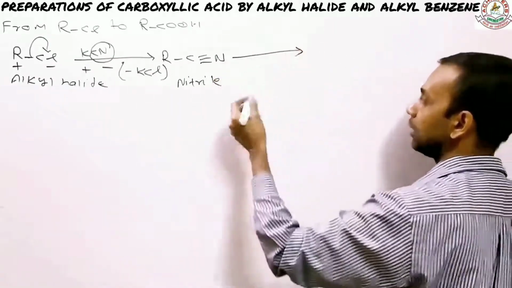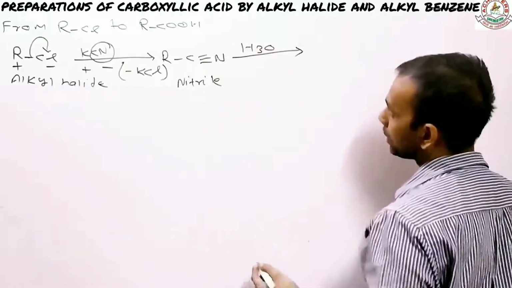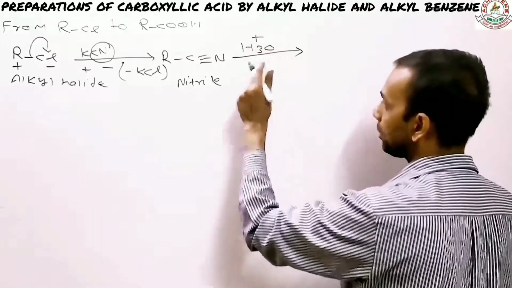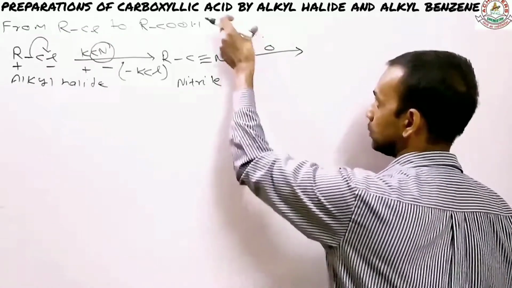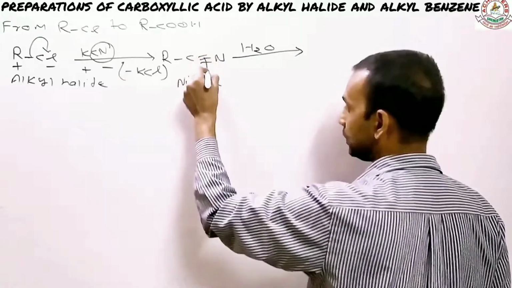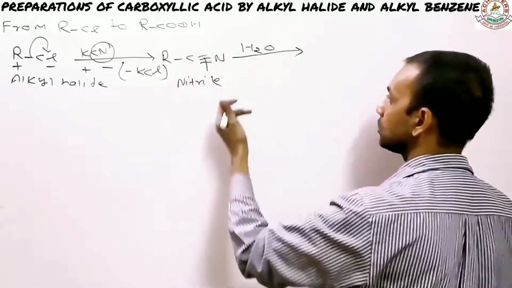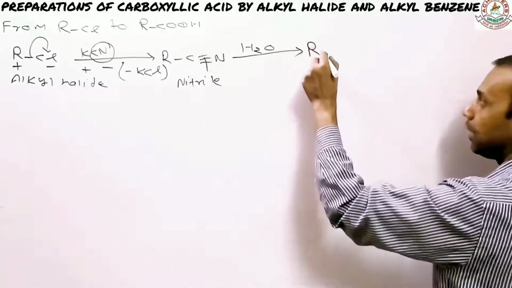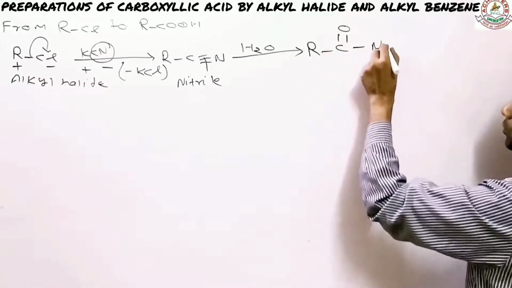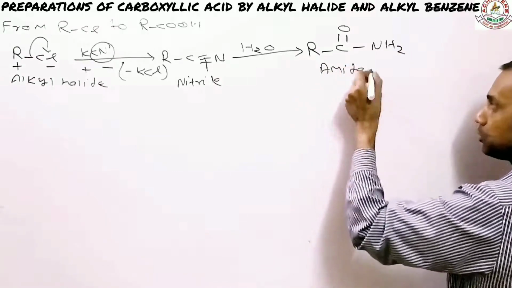You react this nitrile with water. You can also write hydronium ion, but let's make this only water so that you don't have a problem. Two of the bonds undergo cleavage here, and nitrogen receives these 2 hydrogens while the carbon receives the oxygen. So this forms RC with a double bond to O, and then you get NH2. What is this called? Amide.